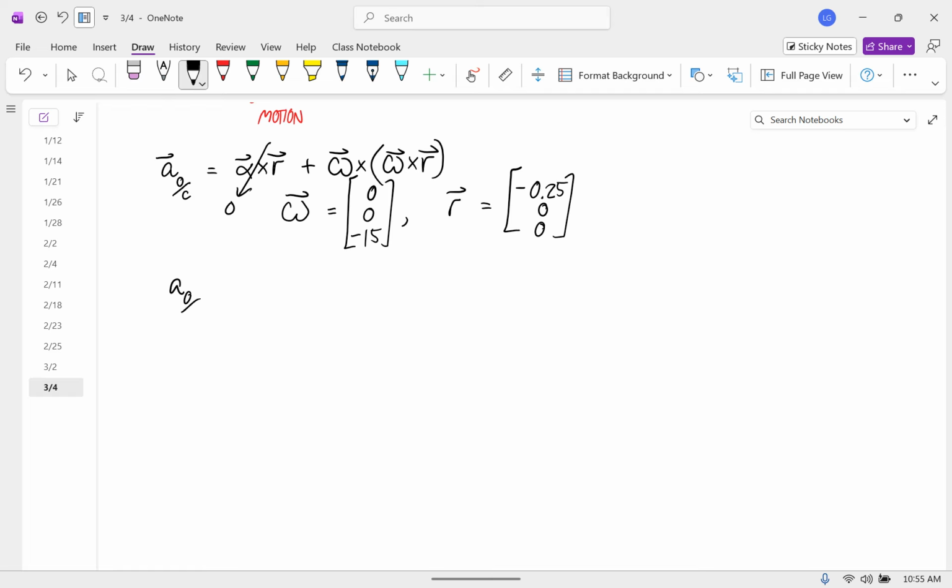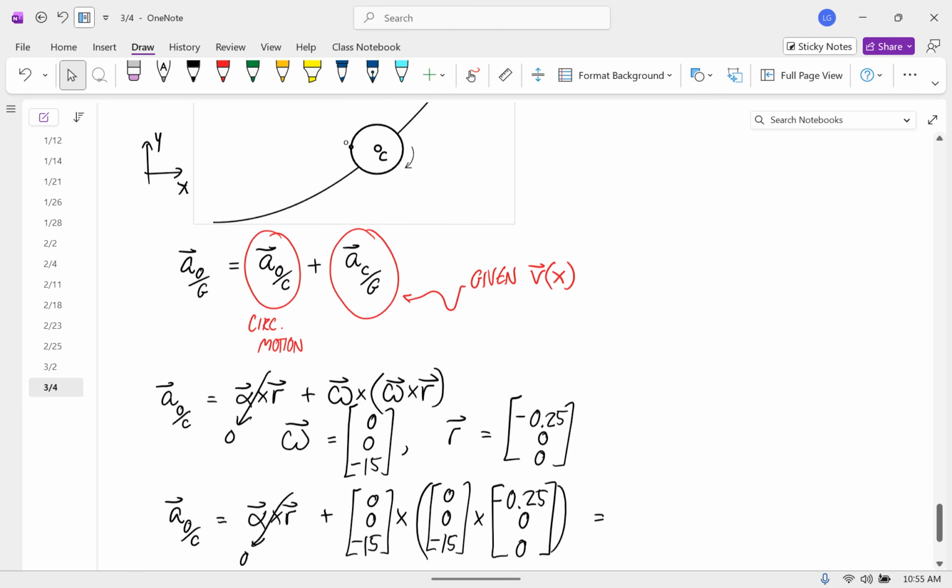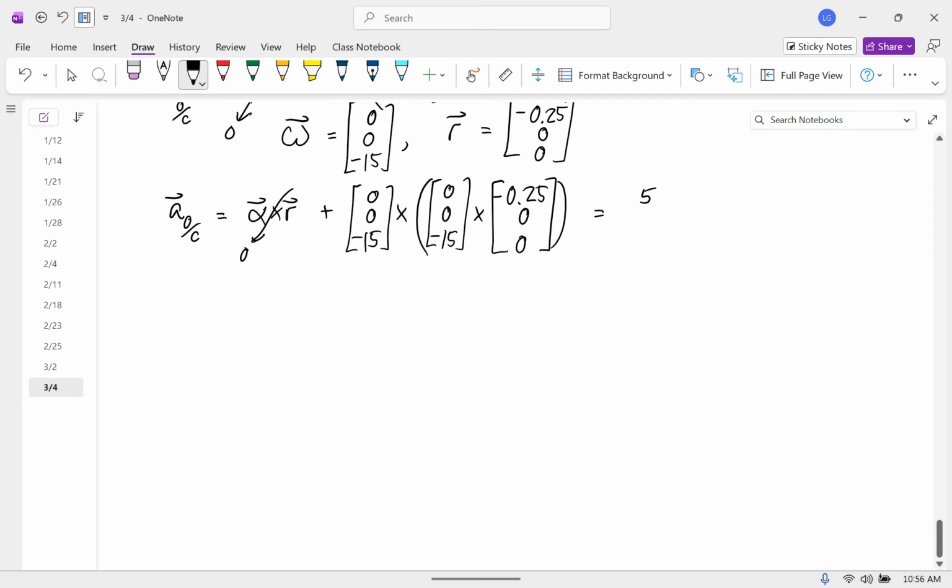So the acceleration of O relative to C, the center of the circle, is alpha cross r, that goes away, plus 0, 0, negative 15, crossed with the quantity 0, 0, negative 15, cross negative 0.25, 0, 0, and that comes out to be 56.25 in the x, 0, 0.